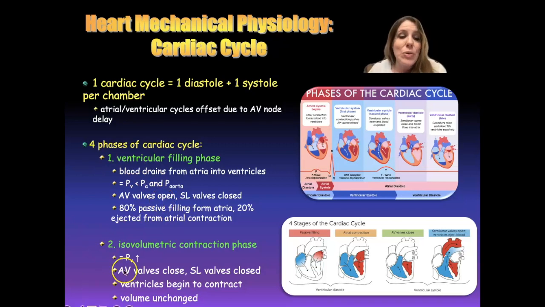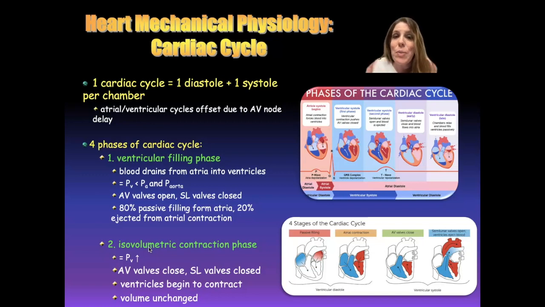And that brings us to the second phase, the isovolumetric contraction phase. Iso means same, volumetric, volume, right? So the volume of blood in the ventricles is not going to change during the second phase of the cardiac cycle. However, the pressure is going to change. So now that we've gotten all that blood from the atria into the ventricles, they're filled up. That pressure has increased, right? It's increased a lot in those ventricles.